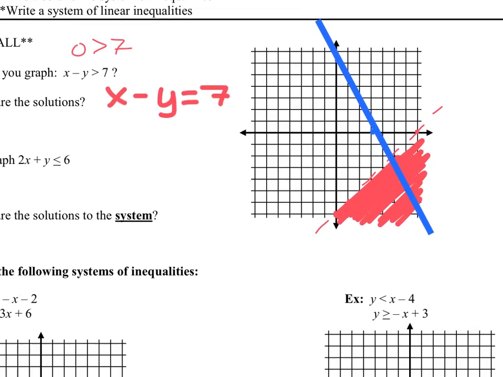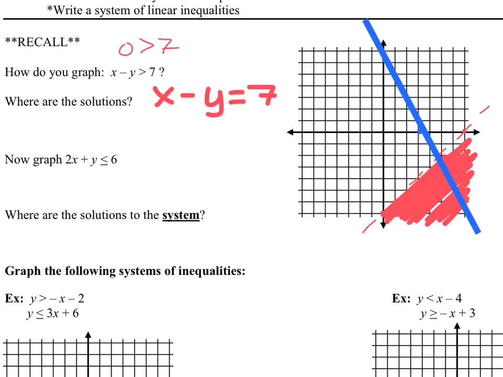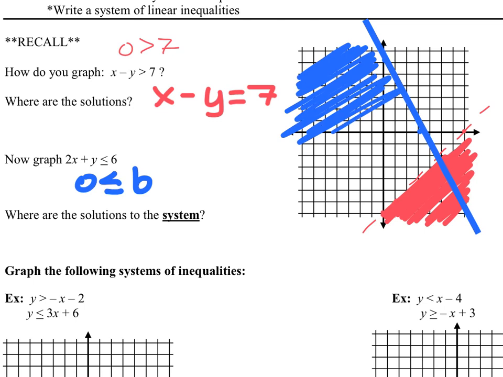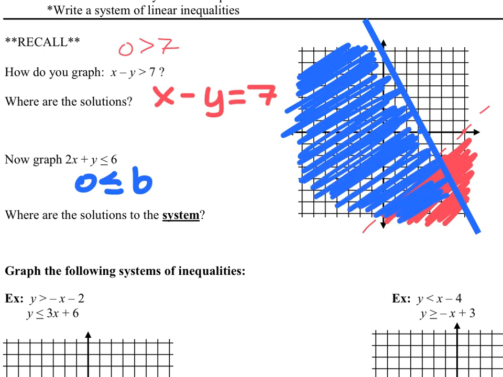And now, when I go to test the origin, which you can still do because it doesn't land on the line, it's on one side. If you replace x and y with 0, you get 0 is less than or equal to 6. And that's true. So the blue one I'm going to shade on the side with the origin, and I'm going to color in the blue as if the red line wasn't even there.